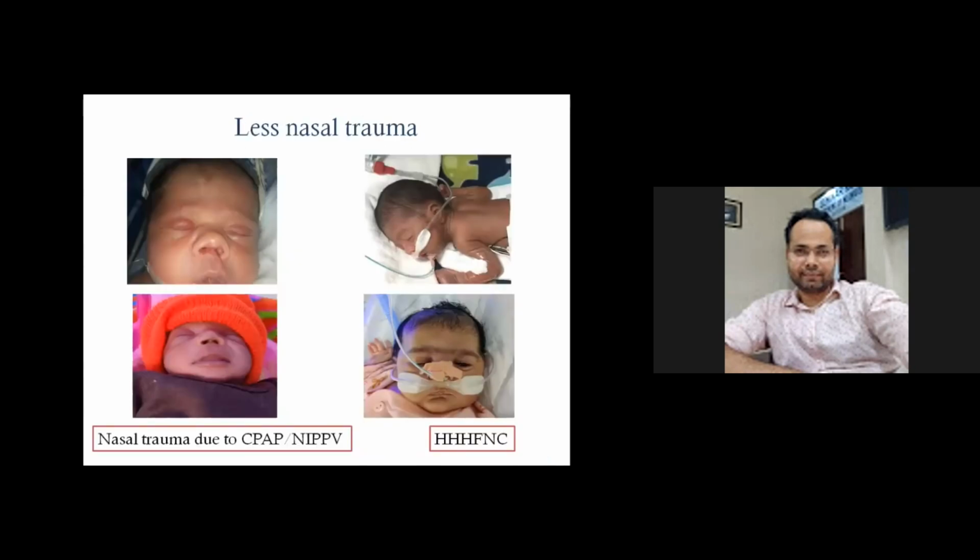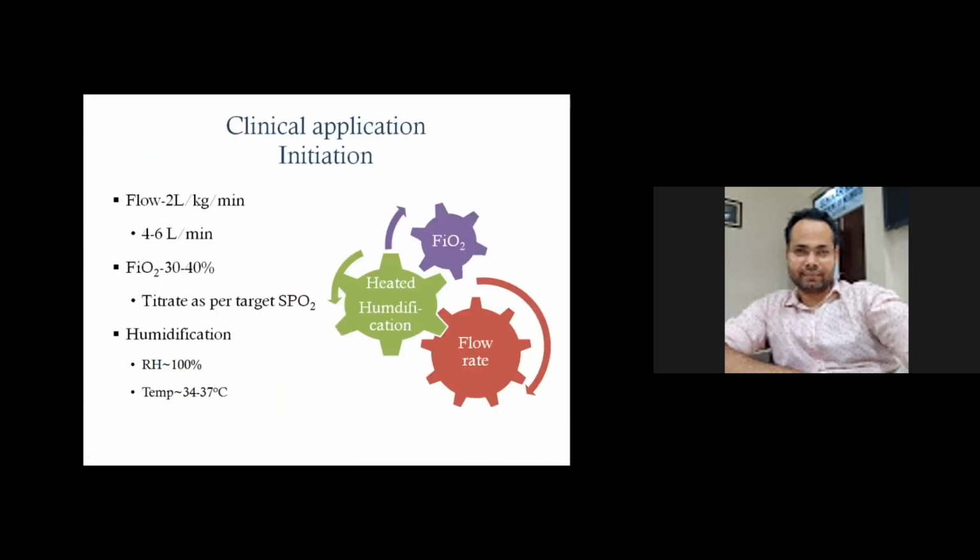With the CPAP, there is more nasal septal injury, which can be appreciated. But with HFNC, the babies are more comfortable, and there is less nasal septum trauma.